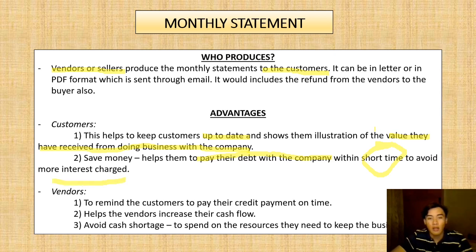Okay, kalau that customer buat credit payment dengan kita, kalau dia bayar lagi lambat, for sure dia kena bayar lagi mahal sebab interest charge tu lagi mahal, lagi tinggi. So kalau dia bayar awal dengan kita, contoh we have set on them every first day of the month, contoh 1 Disember, so dia orang akan bayar dekat kita.